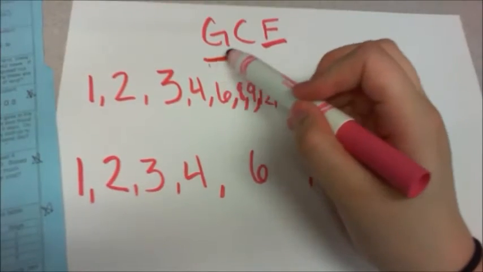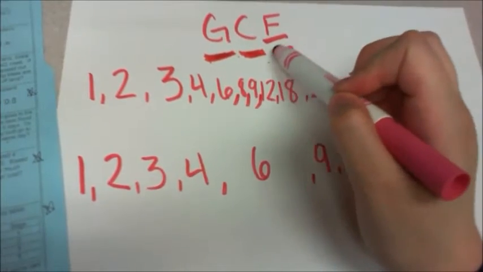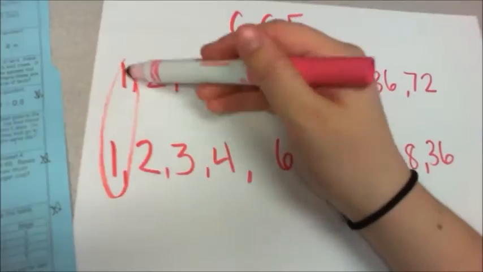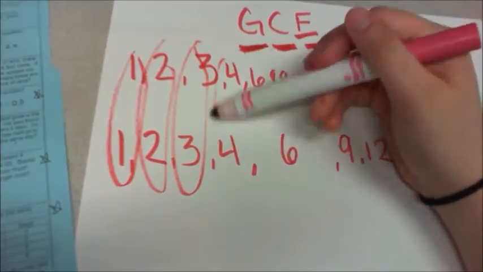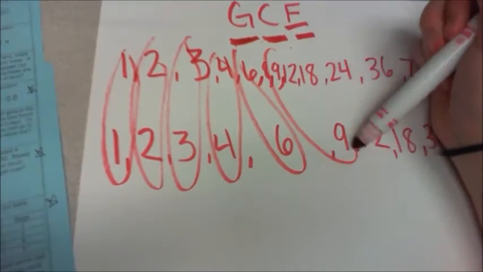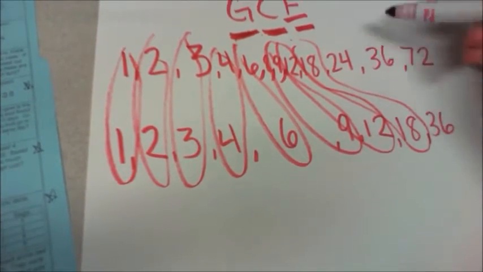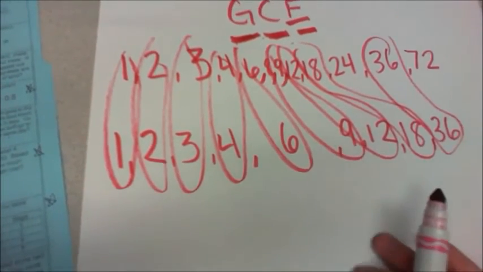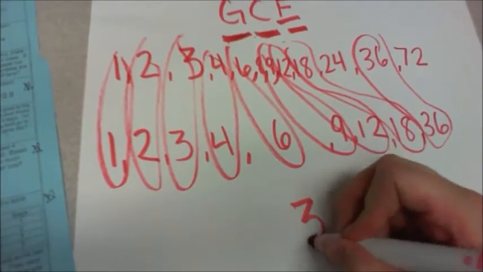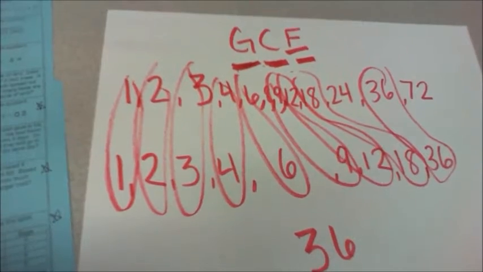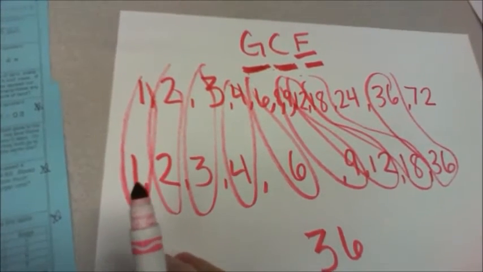So now we have to look for the greatest common factor. So the greatest number they have in common. You can see here they have a lot in common. But the biggest number they have in common is 36. So the GCF of 72 and 36 is 36.